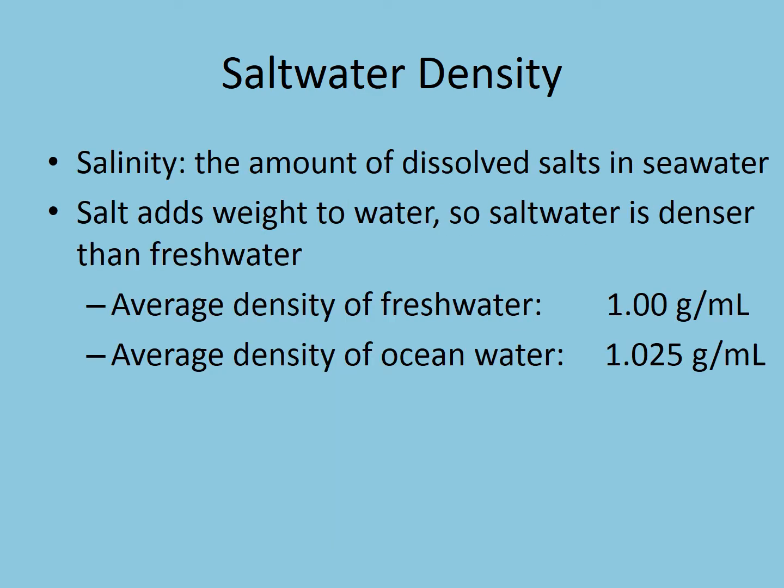So the first thing that affects saltwater density is salinity, and that's just how salty the water is. Salt adds weight to the water. If I just had regular water, its density would be about 1 gram per milliliter. But once I start adding mass to the water by adding salt to it, it's going to be a little denser. So if I had a mixture of fresh water and ocean water together, the ocean water would be down at the bottom because it's denser, and the fresh water would be up at the top.